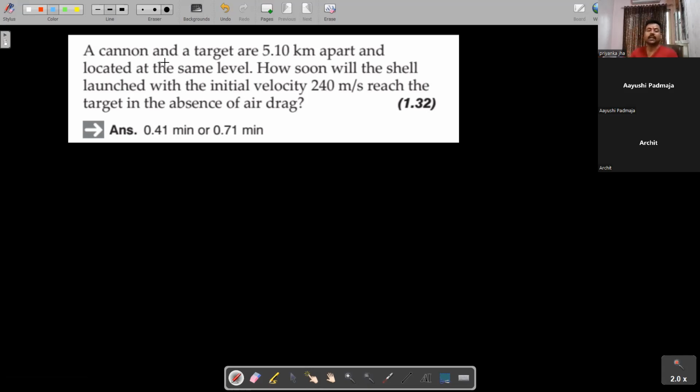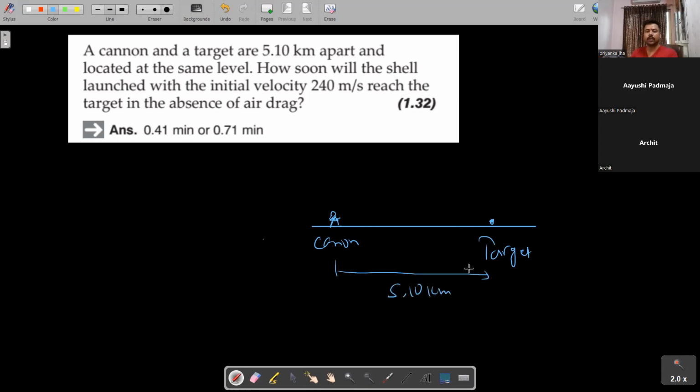Let me explain. See, the question says that a cannon and a target are this many kilometers apart. So it simply means that this is your ground, and suppose here the cannon is located, this is the cannon, and here is your target. The distance of separation between cannon and target is 5.1 kilometers, at the same level. So you can simply consider ground to ground.